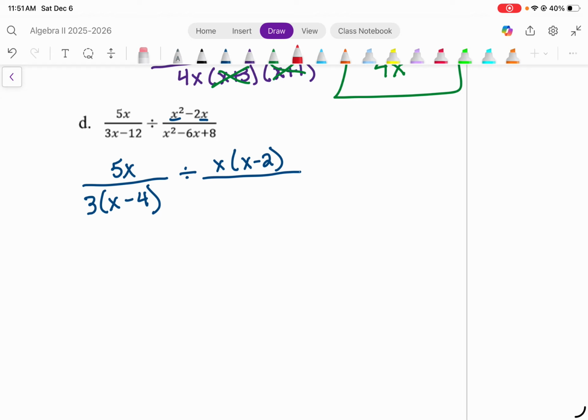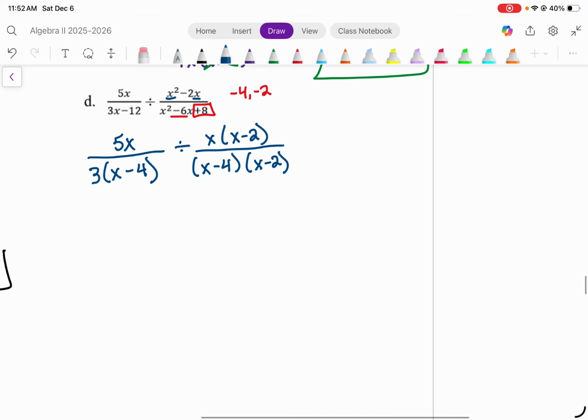And then on the bottom, I need two numbers that multiply to 8 and add to negative 6. So if I did negative 4 and negative 2, those would multiply to positive 8 and add to the negative 6. So that is how I'm going to factor the bottom part.